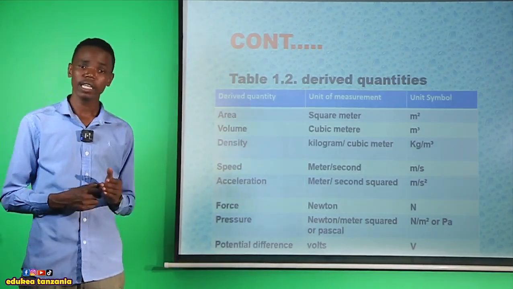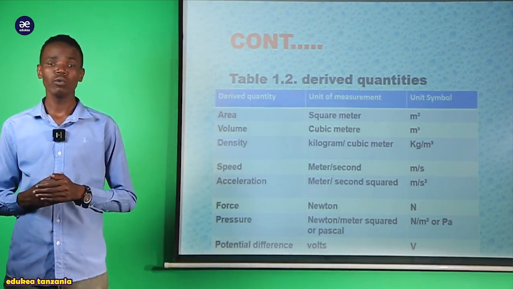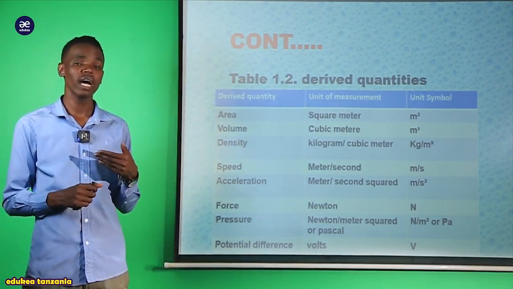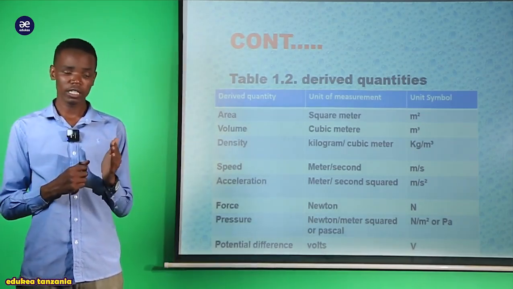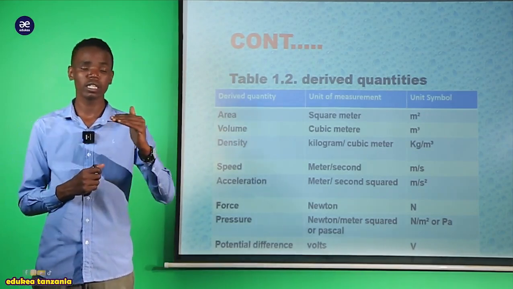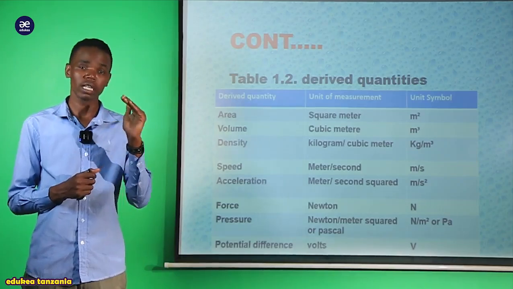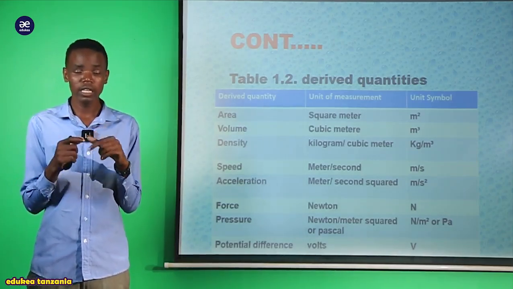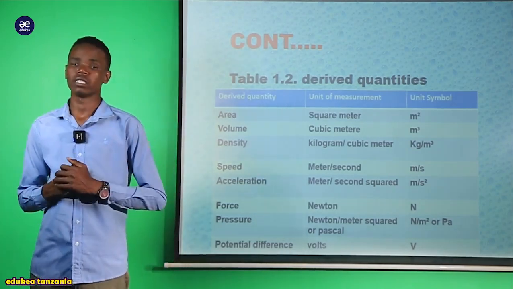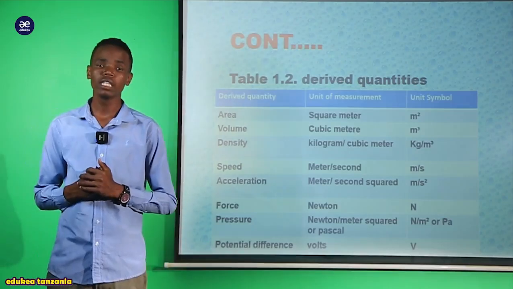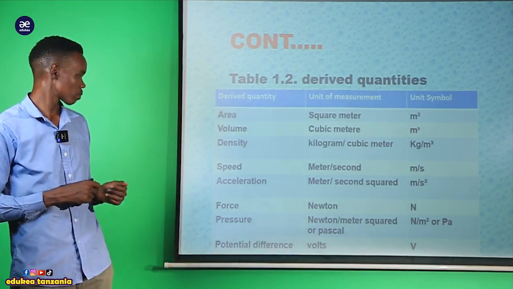Also, the density. Density is also a derived quantity, my dear student, because we obtain it from other quantities. For instance, we obtain the density by taking the mass per unit volume. Inside the volume there is the length cube. All of those are fundamental quantities. These are the ones that depend on other quantities.